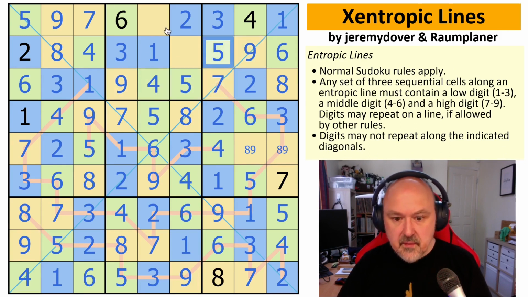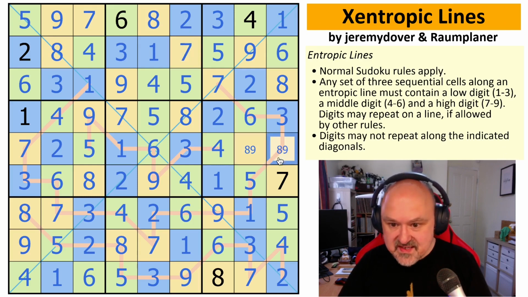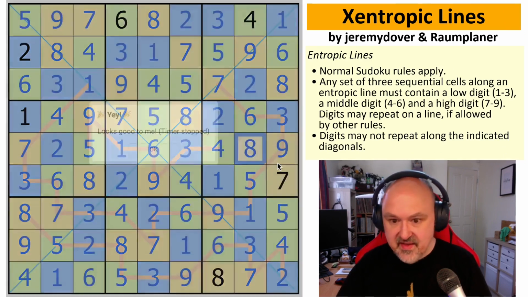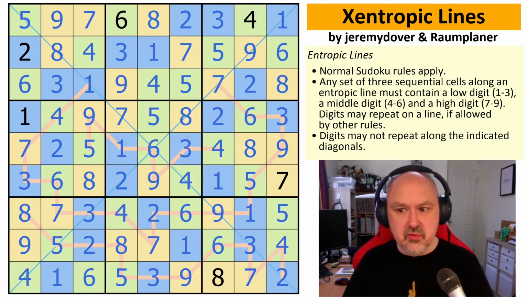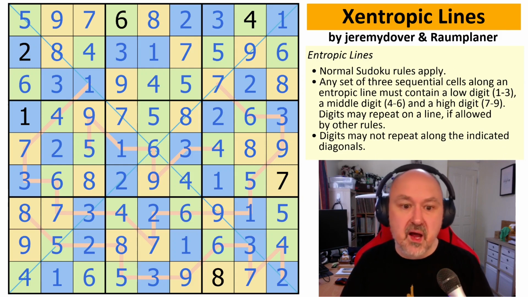And all I'm missing are these 2 digits in the box, which must be 7 and 8, which are resolved in multiple ways. That's the 8, and that's the 7. No, I am missing something. That's the 8, 9, and that's the 8. And that is Xentropic Lines, by Jeremydover and Raumplaner.